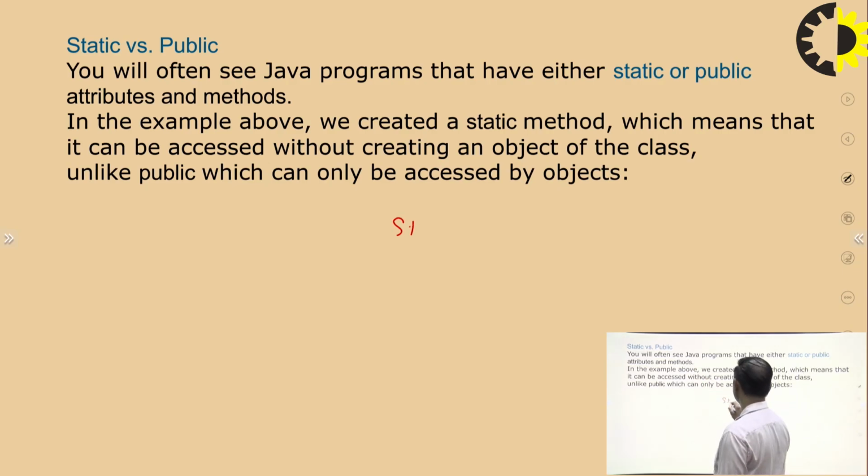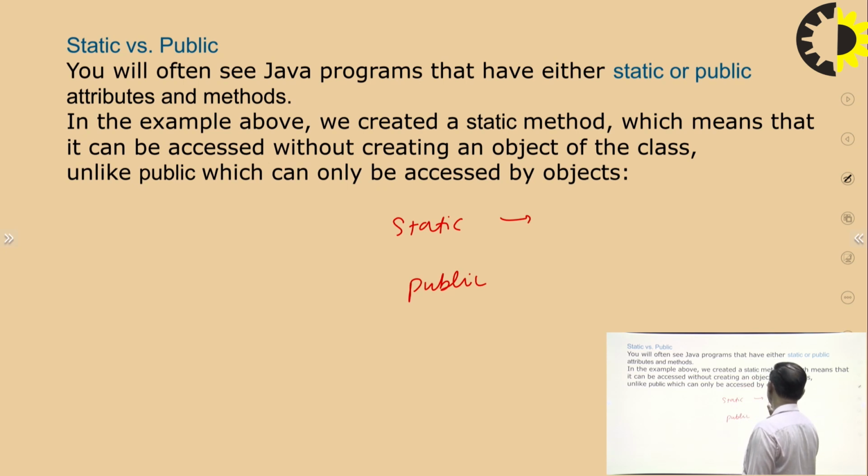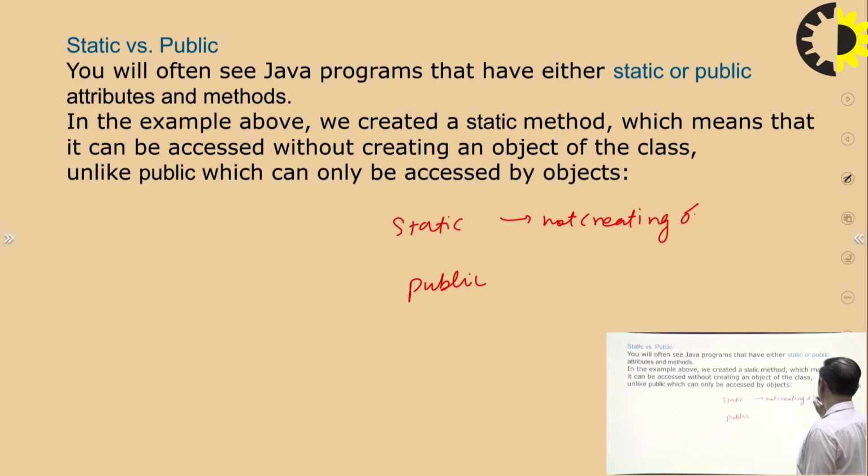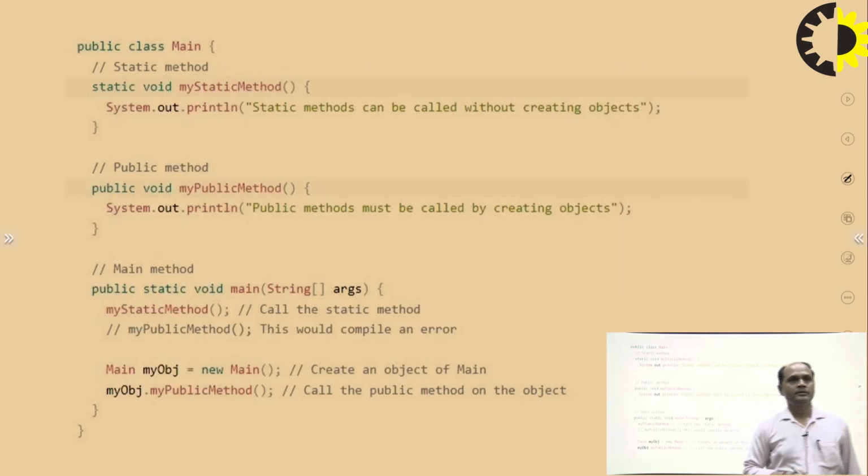How do static and public differ? With static, we do not create an object, but with public we create an object, because we cannot use it directly in the class. Here is an example: this is the static, this is the public, and this is the main method, and we can call them over here.